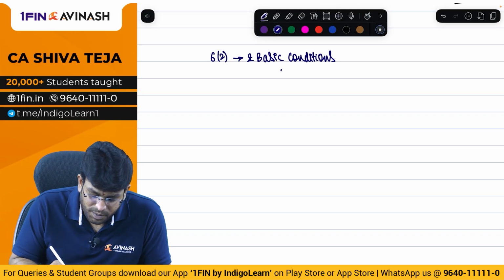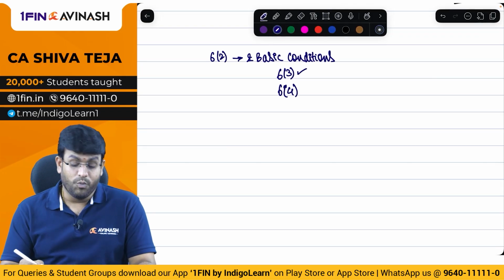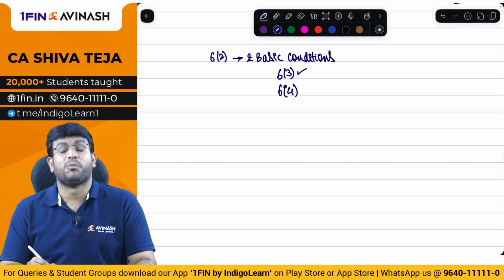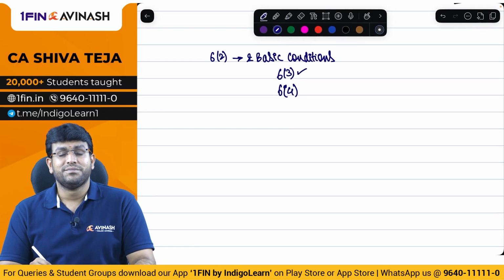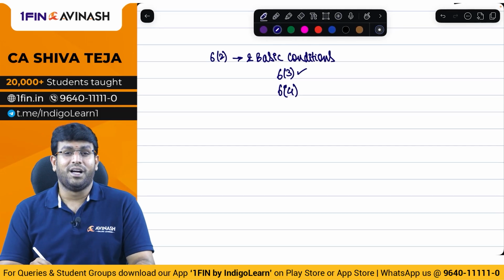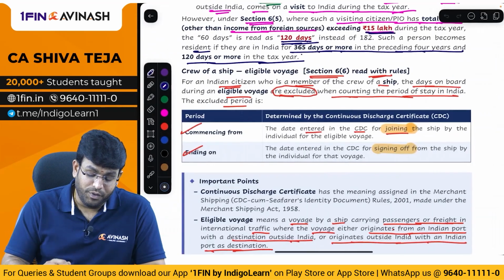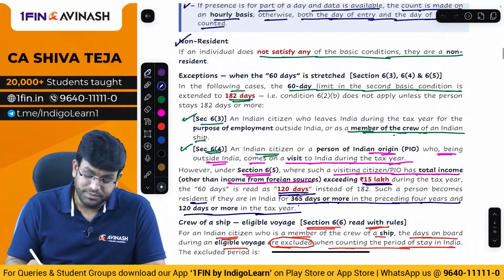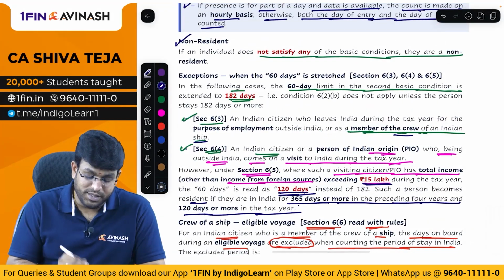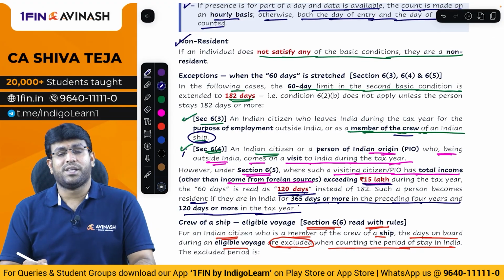But we have got some special points which are given by section 6.3 and also section 6.4. What is section 6.3? 6.3 talks about what? Indian citizen leaving India for the purpose of employment outside India. And it also covers Indian citizen leaving India as a member of crew of an Indian ship. In these two cases, my dear friends, we don't apply the second basic condition. We apply only the first basic condition.